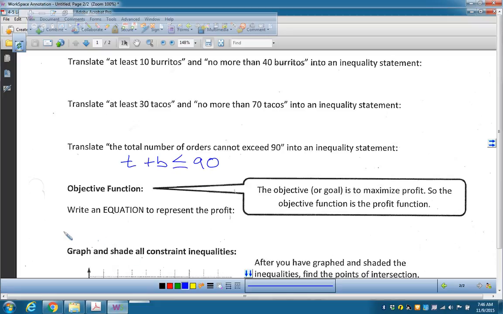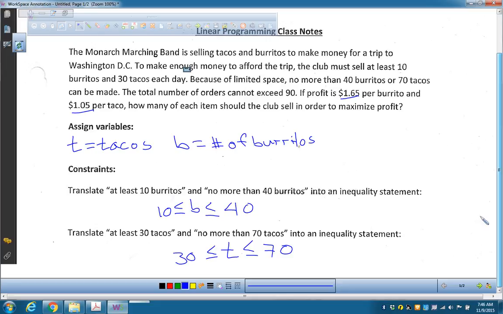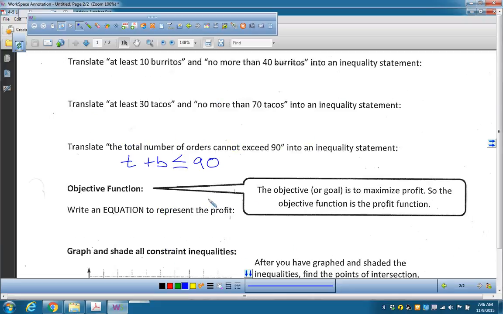You understand that? Right? And then write an equation to represent the profit. Well, if you go back, I can't go back, but the profit is $1.65 per burrito and $1.05 per taco. And so I want to write an equation for the profit.